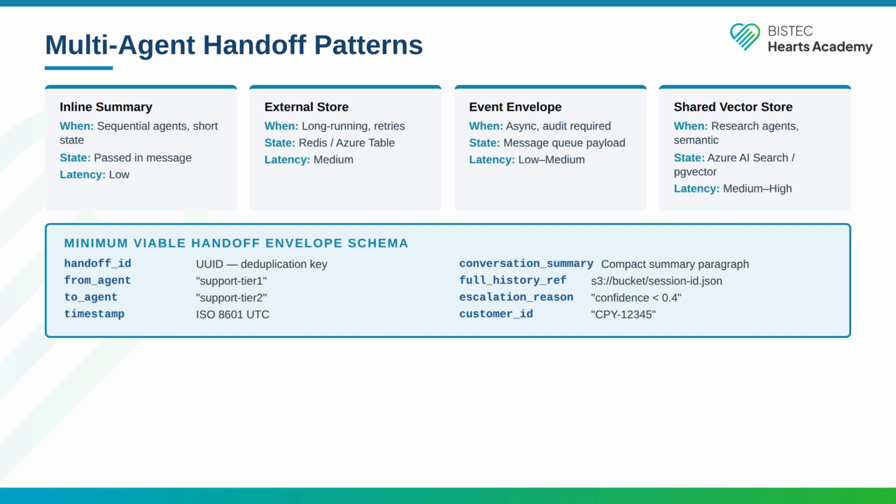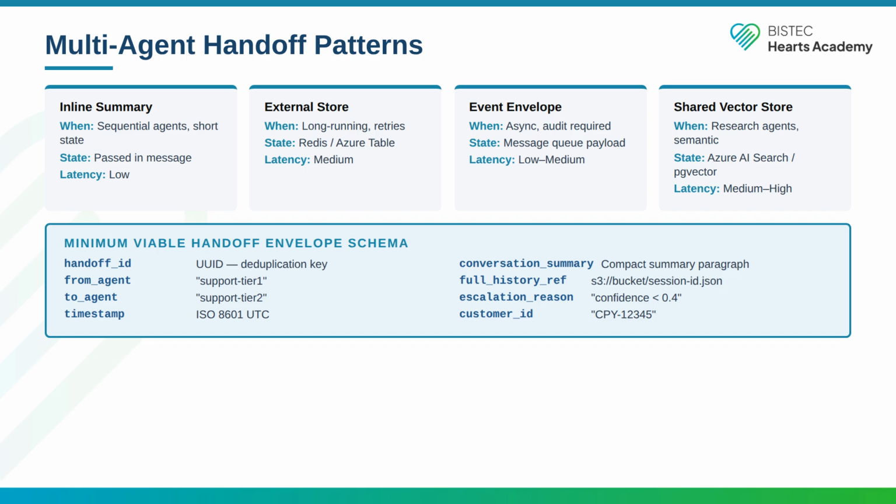Every handoff should include a minimum viable envelope. The handoff ID is a UUID that serves as your deduplication key. It prevents duplicate Tier 2 activations on retry. The from agent and to agent fields close the audit trail. The conversation summary is the compressed context that Tier 2 actually uses.